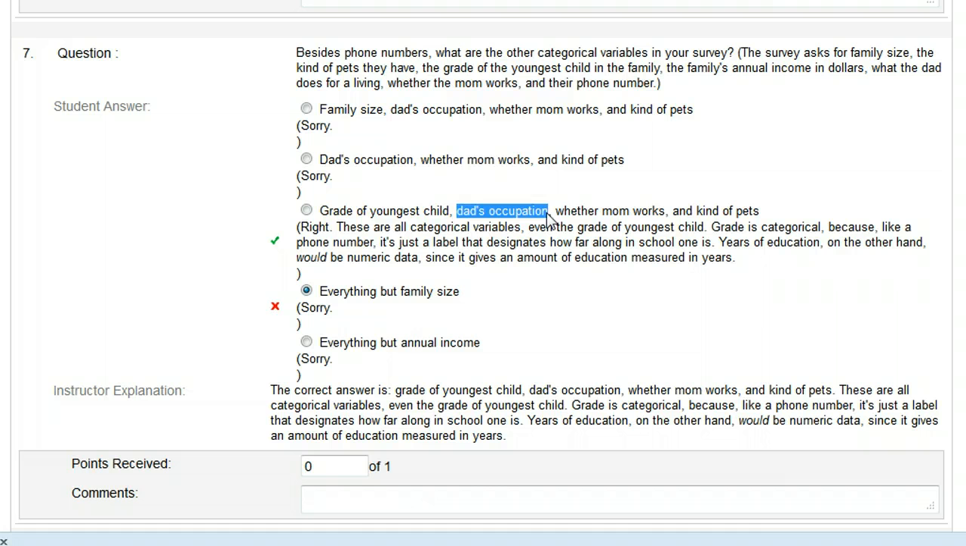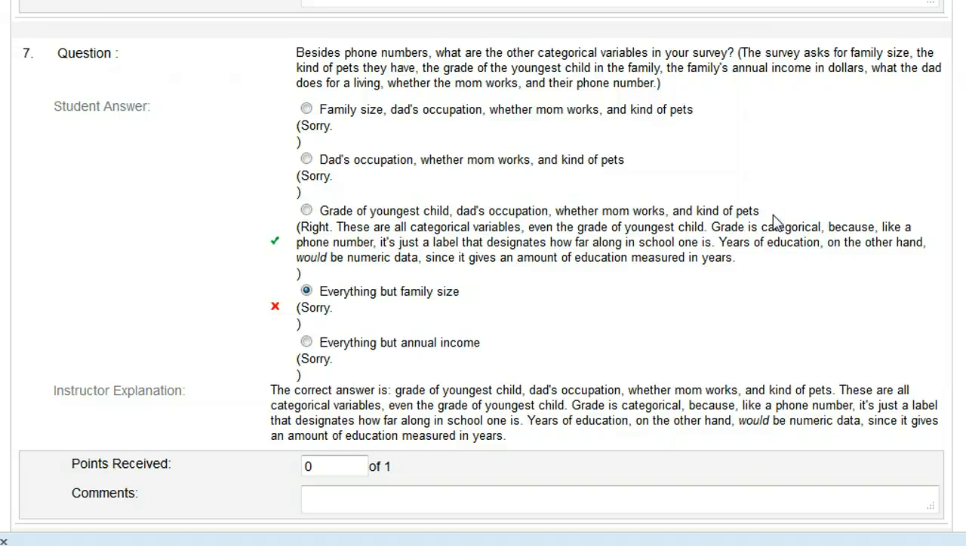Dad's occupation, we could say, okay, well, if you're a firefighter, we're going to call that A. If you're a police officer, we're going to call that B. If you're a teacher, we're going to call that C. And so you could assign a different label to that occupation. Same thing with location of where mom works. Kind of pets, same idea. You could do cats are A, dogs are B, etc. So that's one way to make the distinction between categorical.